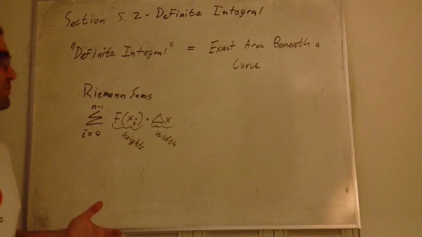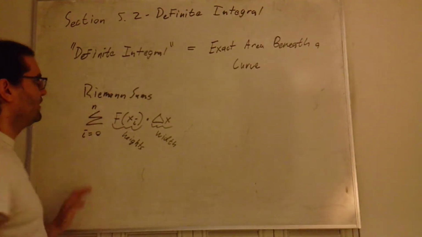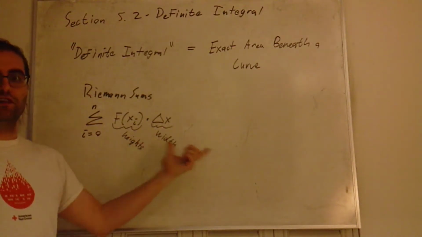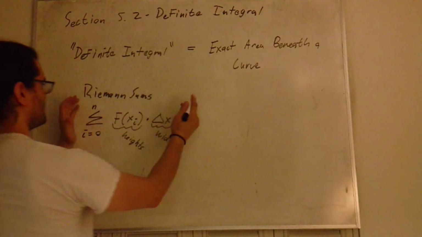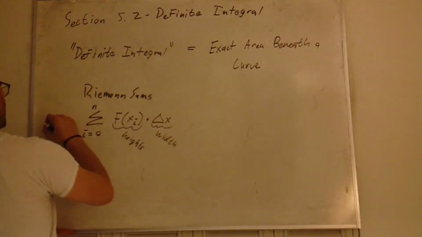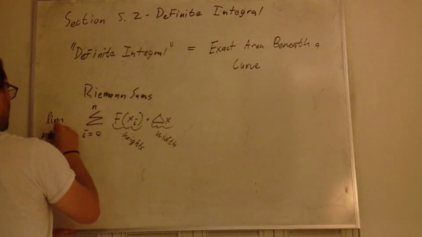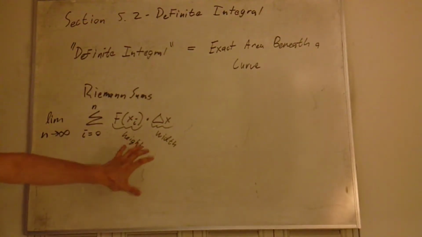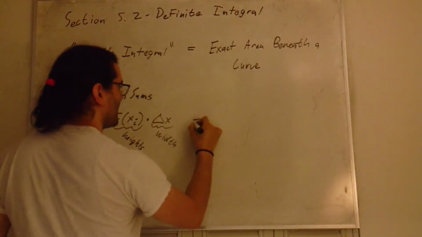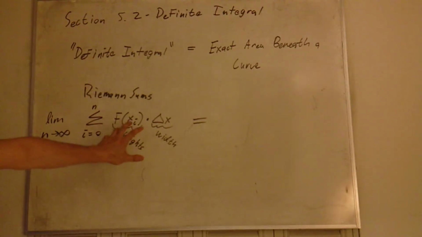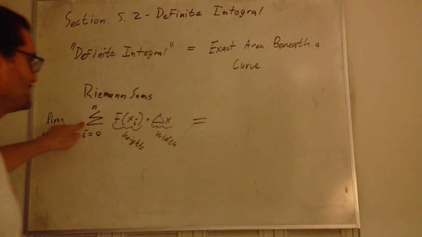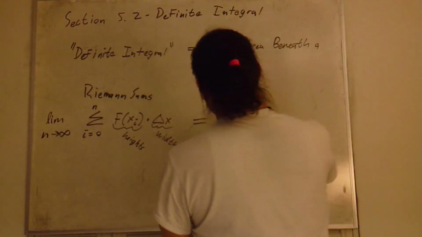Here's what we're going to do with this now. The idea is we can get perfect accuracy by taking infinitely many rectangles. So we're going to take this idea of a Riemann sum, and we're going to take the limit as n goes to infinity of this thing. And when you take that limit, you get something that's relatively similar, but it looks different. Instead of the Greek letter sigma for sum, we're going to use a big scripty S.